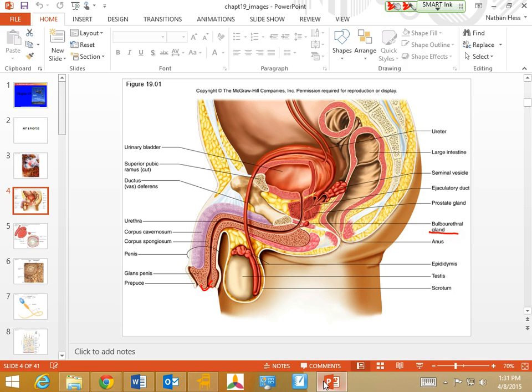Okay? So again, semen is made up of, this is a great test question, these three pieces: sperm from the testes, seminal fluid from the seminal vesicle, and the fluid from the bulbourethral gland. Do ladies have these same things? Yes, they do. We'll talk about them. Any questions so far?